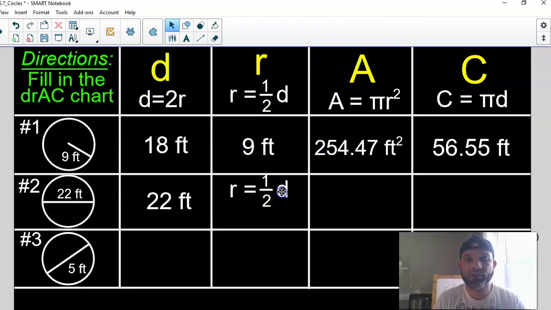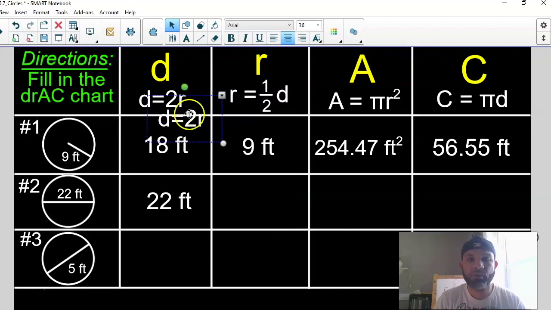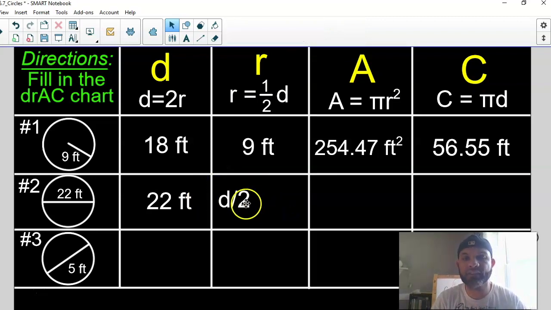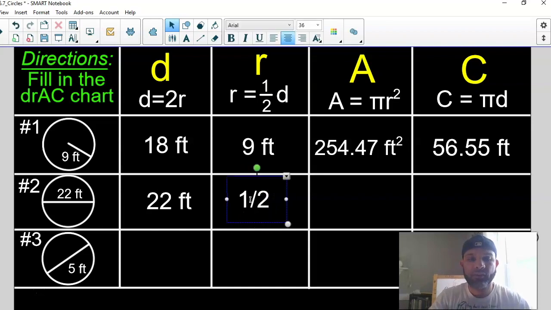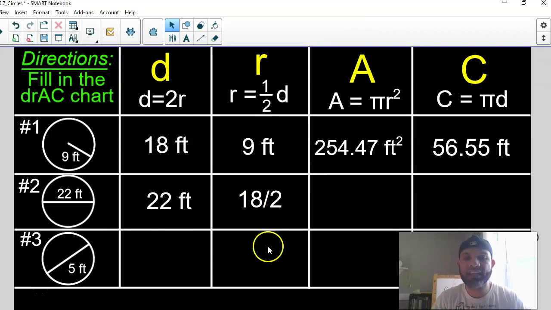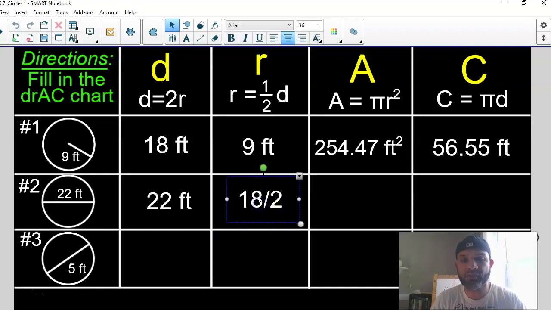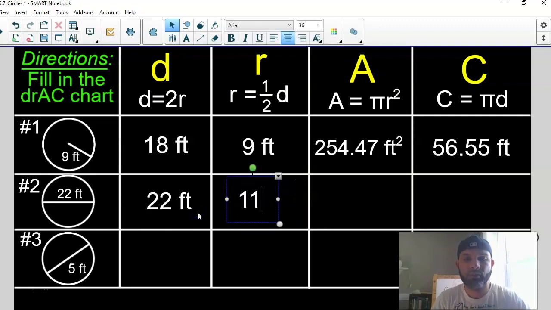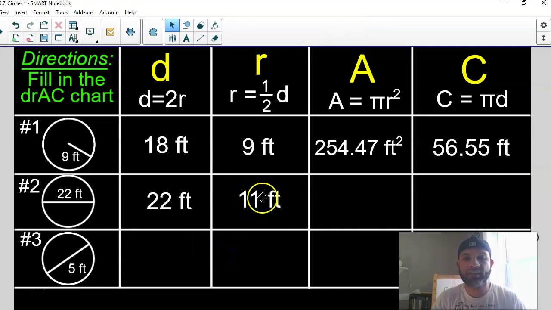So the diameter divided by 2. That's what half of anything is. It's just dividing it by 2. Well, what is divided by 2? The diameter. The diameter is 18. Well, what is, I'm sorry, the diameter is 22, excuse me. So what is 22 divided by 2? Well, 22 divided by 2 is 11. So our radius is 11 feet.